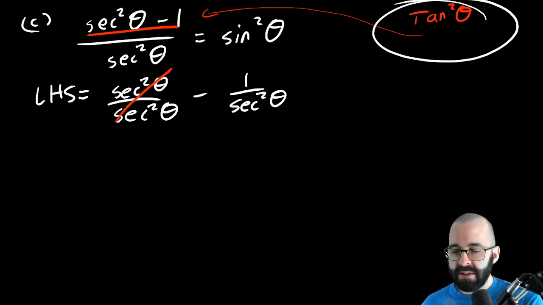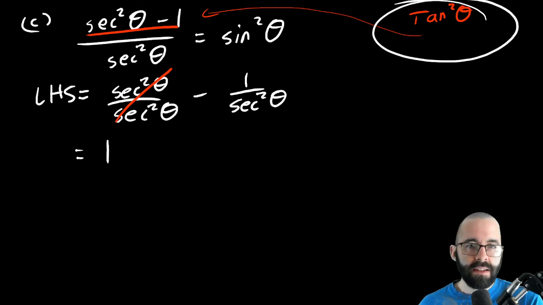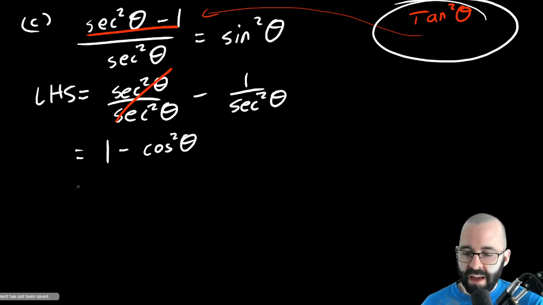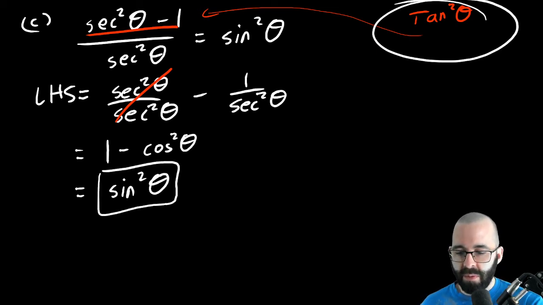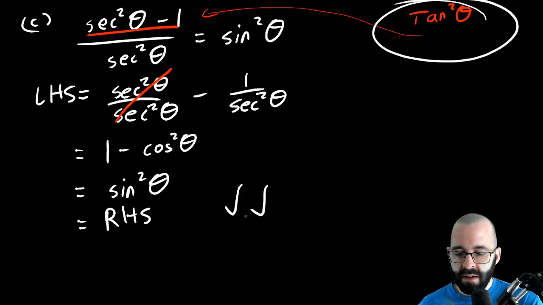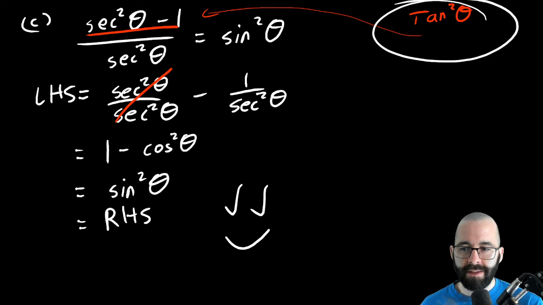Right, this first thing cancels completely to 1. Secant is the reciprocal of cosine. So this becomes 1 minus cosine squared of theta. And again, we're going to use the Pythagorean identity. 1 minus cosine squared of theta is sine squared of theta. And there's a lot of ways to see this last step. Oh, we're not boxing that. That's equal to the right-hand side. Cool check mark guy.